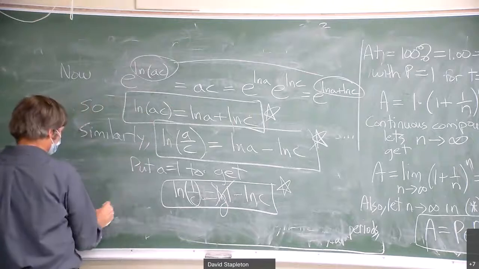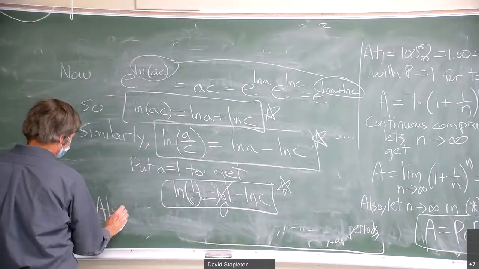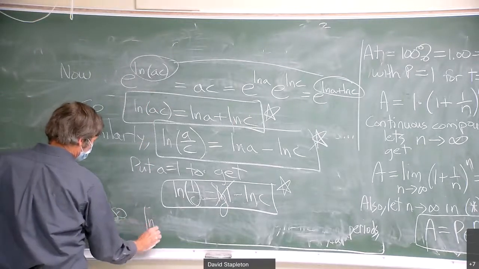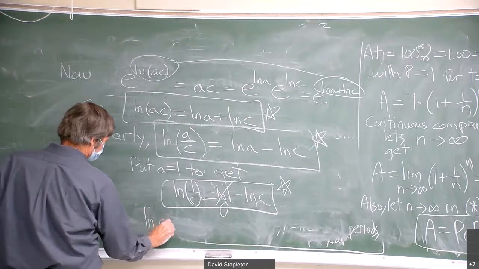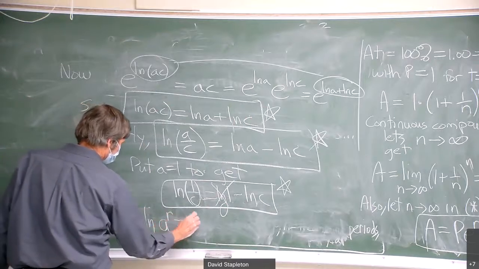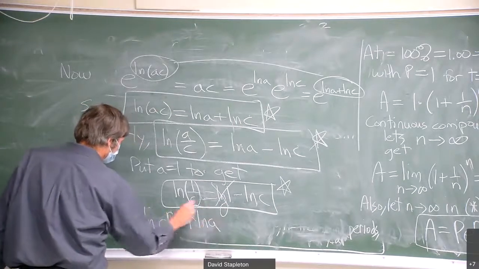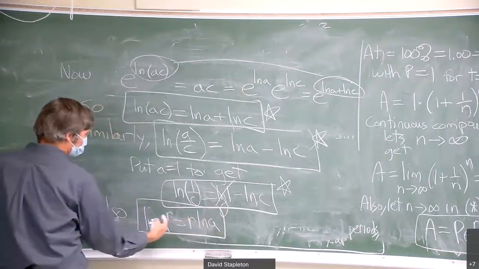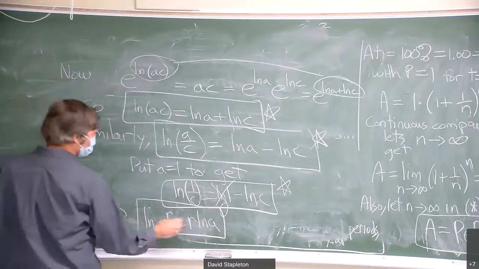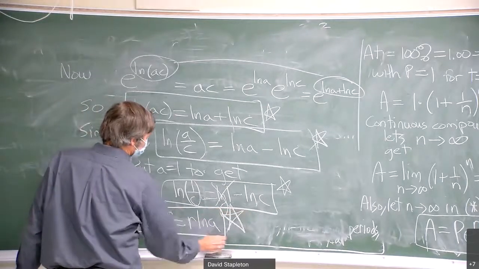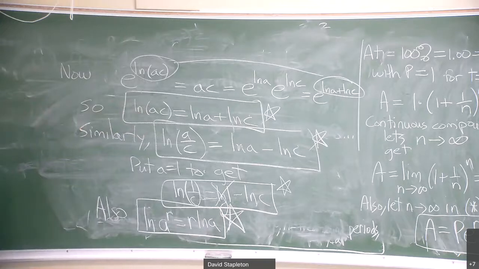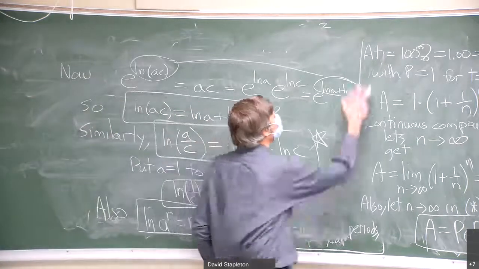Also with a similar proof to this, and I don't want to spend too much time doing algebra, natural log of a to the r, the book writes it this way, is r natural log a. This is a very important property. It pulls the r down. So you want to memorize all those formulas. They should be familiar from algebra anyway, but we sort of rework them in a sense.